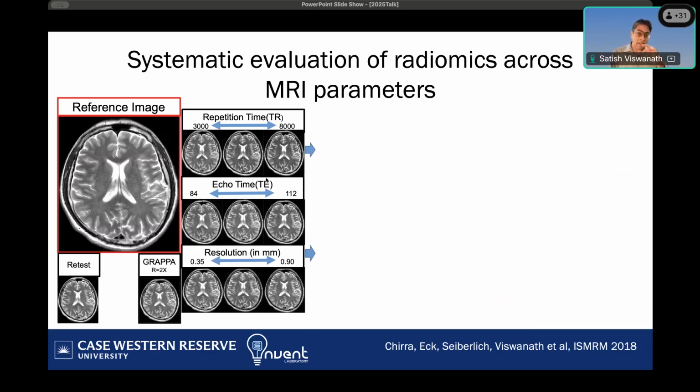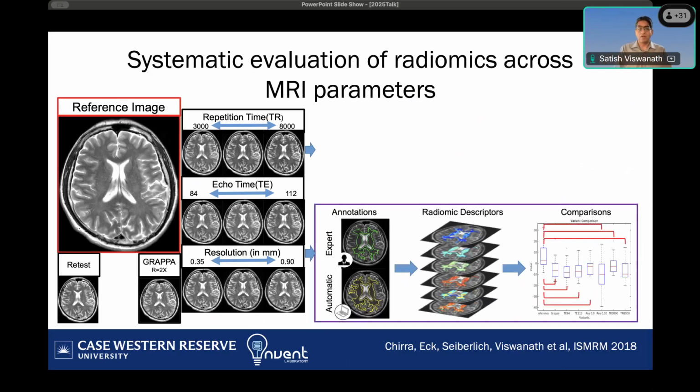And then we essentially fixed a whole bunch of other parameters and varied only one parameter at a time. So we fixed echo, resolution, everything else, varied only the repetition time, then did the same for echo time, then did the same for resolution. So we could, in a very controlled fashion, analyze how each imaging parameter is affecting the radiomics and which ones the radiomics is more or less resilient to.